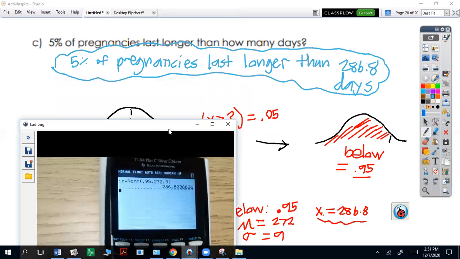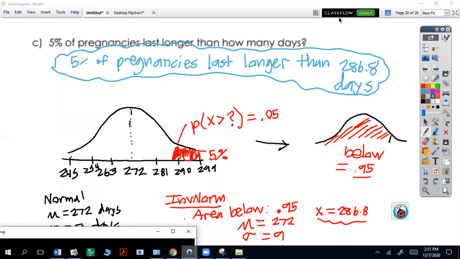Again, for all the normal problems for free response questions, you want to make sure you sketch a diagram, indicate that it's normal, have your appropriate inputs, and always do a summary in context.